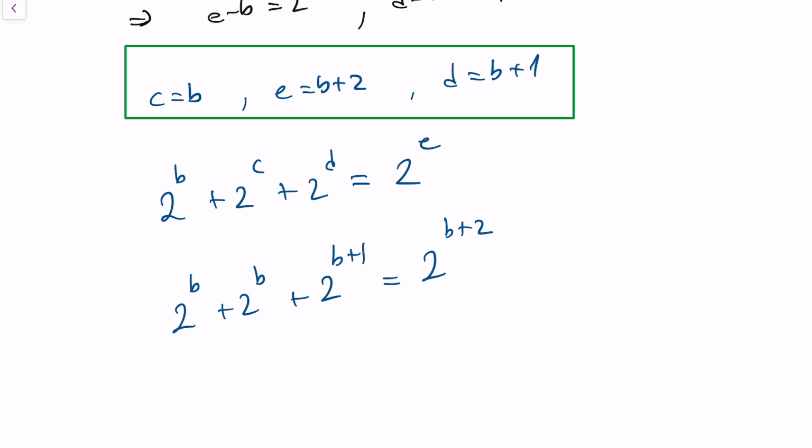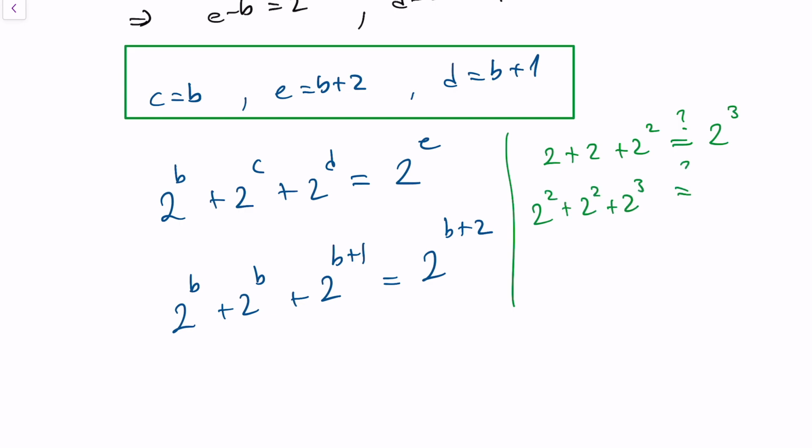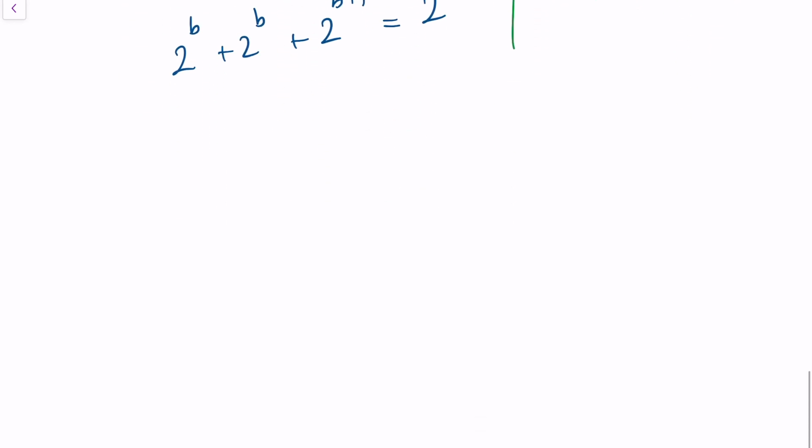Right? Just to see that it is working, when b is 1, we have 2 + 2 + 2 squared. Is it equal to 2 cubed? Right? It is equal to 2 cubed, isn't it? Or if b is equal to 2, we have 2 squared + 2 squared + 2 cubed. Is it equal to 2 to the 4? And so on, right?